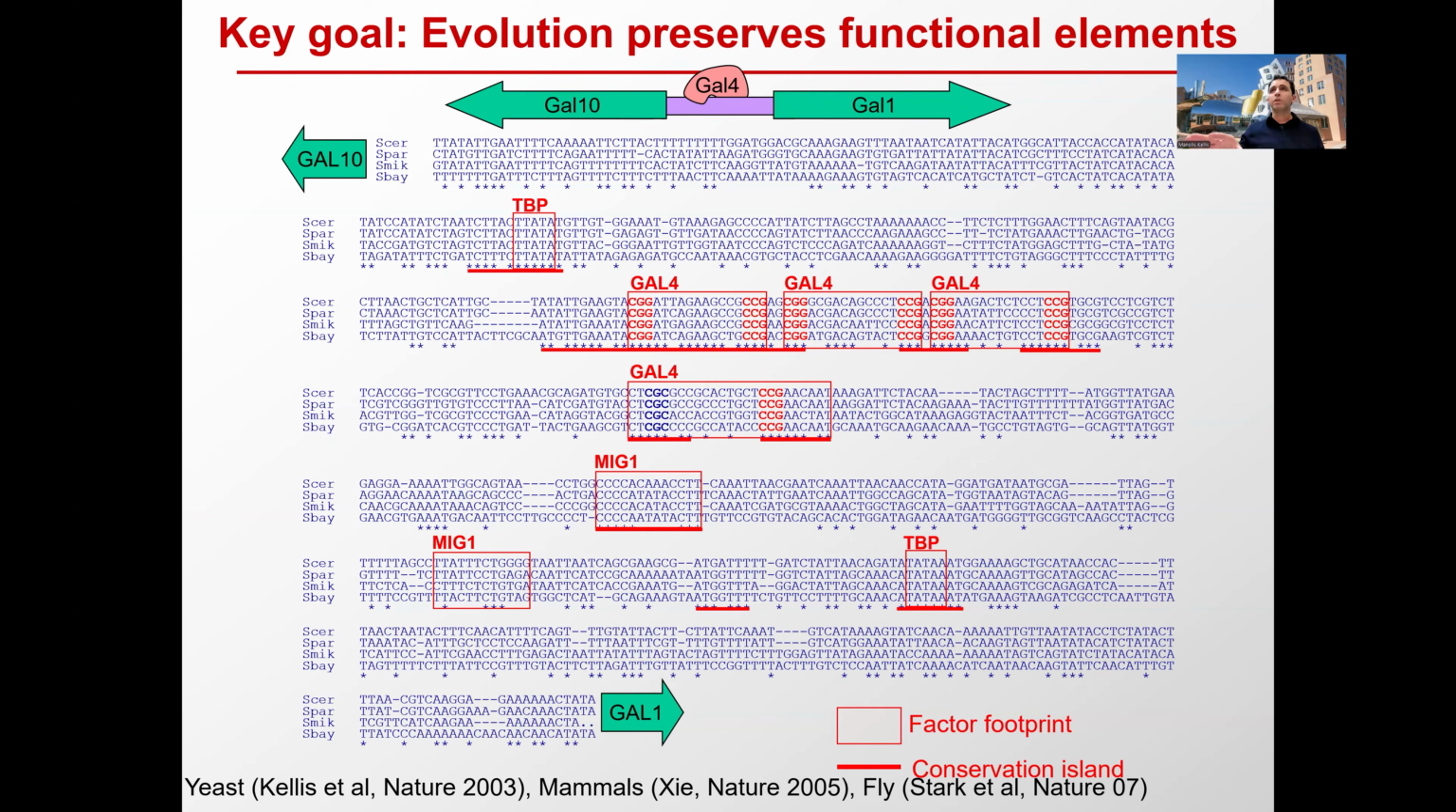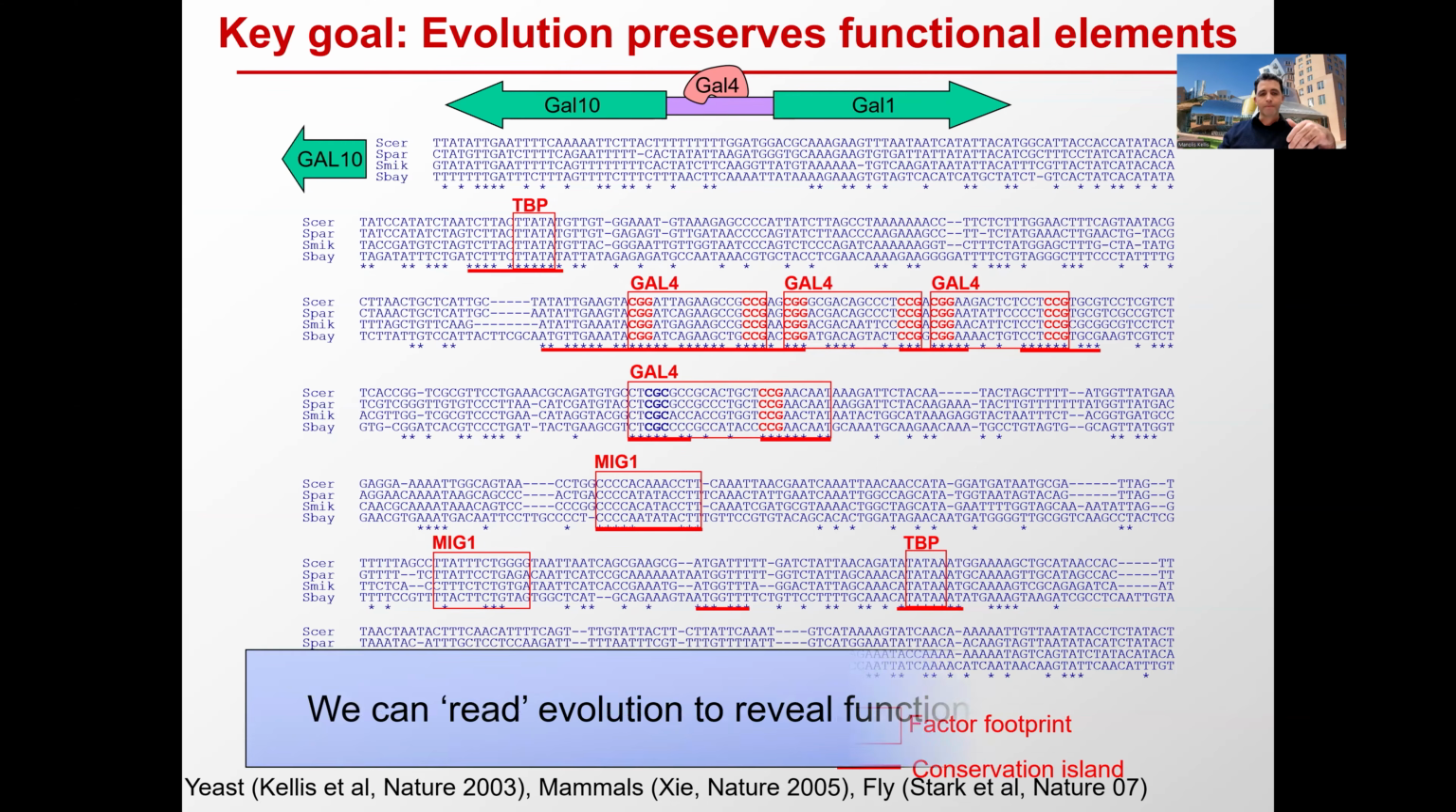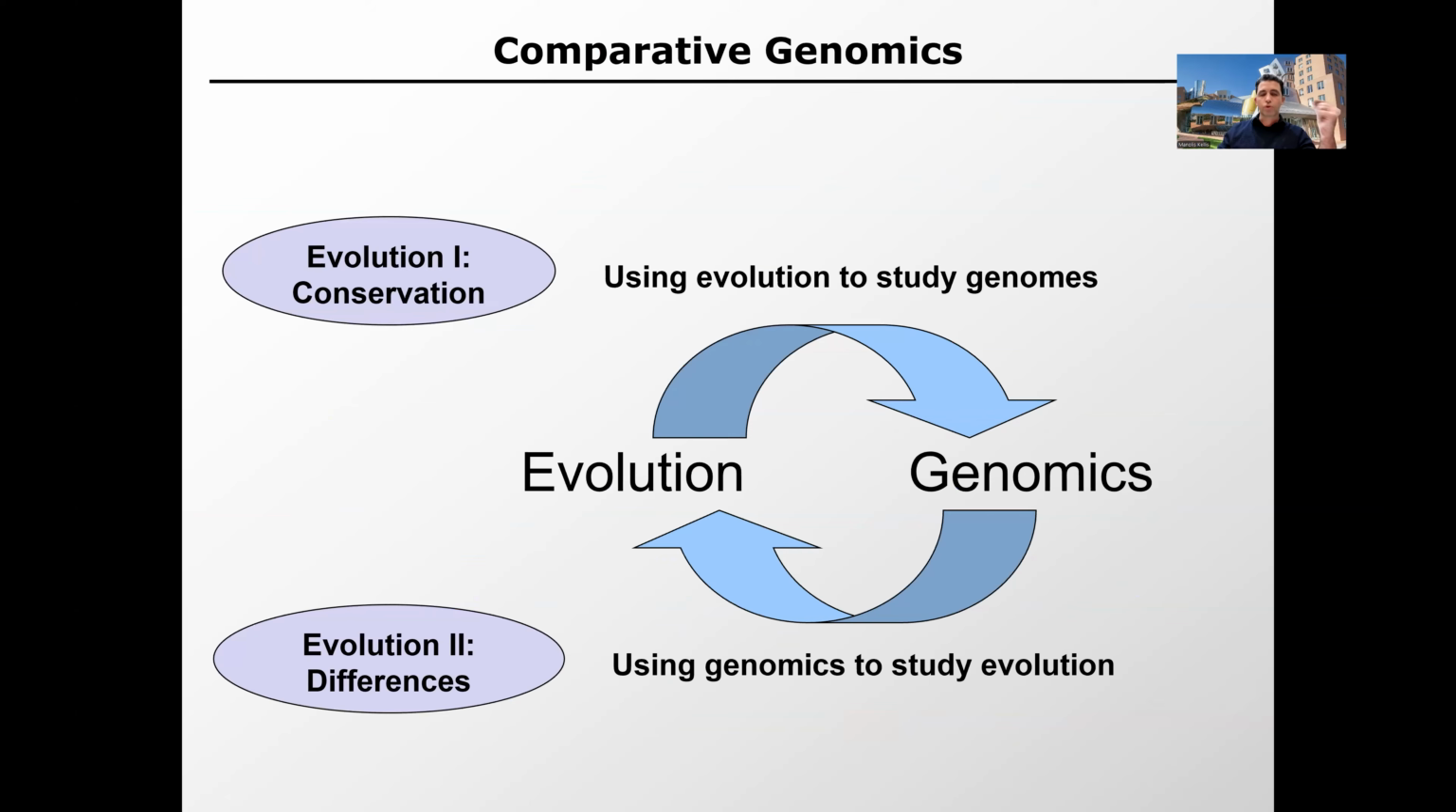The remaining ones will be preserving the function, and therefore they will be preserved over evolutionary time. Okay? So we can read evolution to reveal functional elements. Today we're going to be talking about the part where we use evolutionary conservation to understand genomes. And then on Tuesday, we'll talk about how we can use genomes to understand evolution. Everybody with me here?